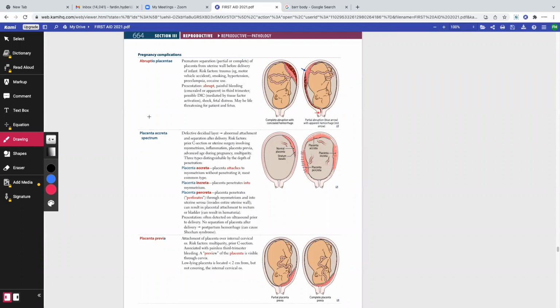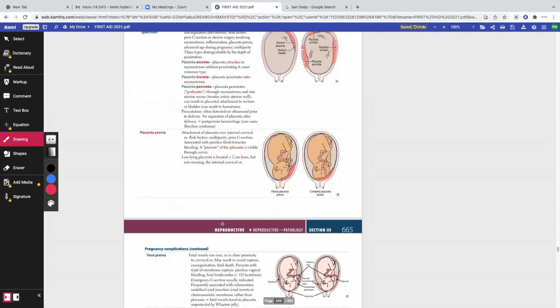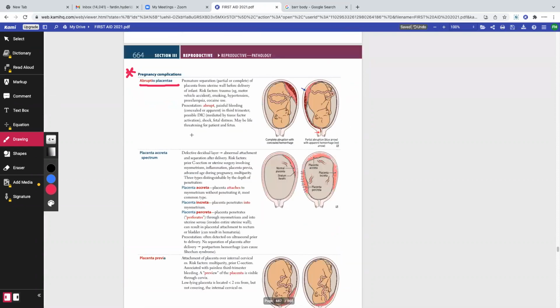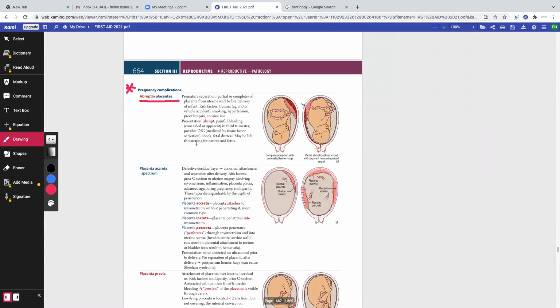Okay, good. Now, let's talk about pregnancy complications. What are some complications that are associated with pregnancy? Very easy to understand that we have a certain amount of issues that can go wrong in pregnancy, right? So pregnancy complications: we have abruptio placenta, placenta previa, placenta accreta, increta, percreta. Then what else do we have? We have vasa previa, right? So what are these things? How do they present themselves and how do we approach this sort of diagnosis?